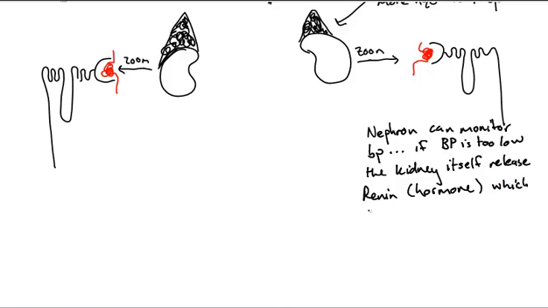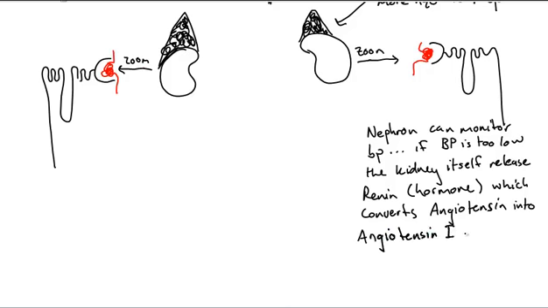Which converts this inactive hormone called angiotensinogen into angiotensin 1 and then angiotensin 2, and it's the 2 that we're concerned about.